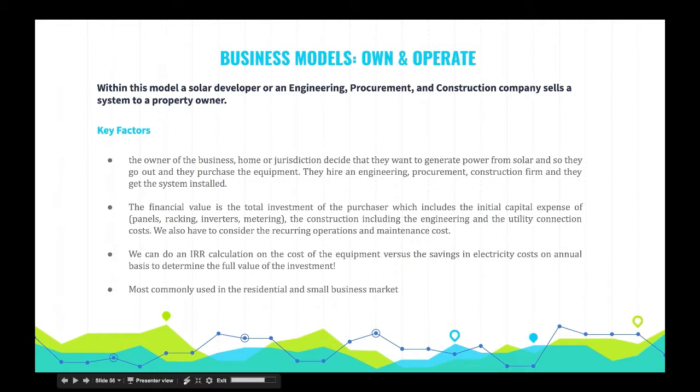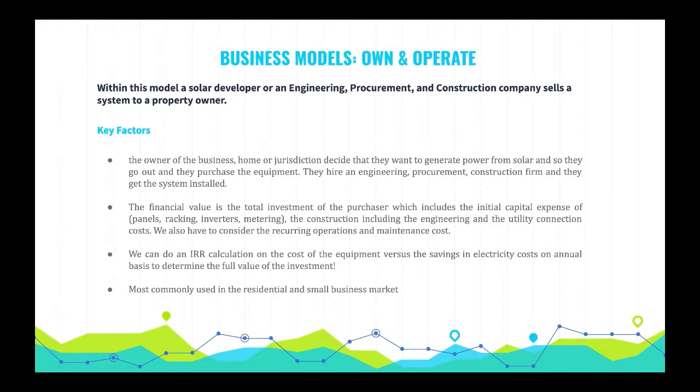The first business model we're going to explore is the own and operate model. This is a fairly simple model, and essentially what happens here is that a homeowner or a business owner gets solar panels installed on top of their business or beside their business, or on top of their home or beside their home, and they actually own the system themselves. So the homeowner or the business owner owns the solar panels, the inverter, the racking, all the core components of the system.